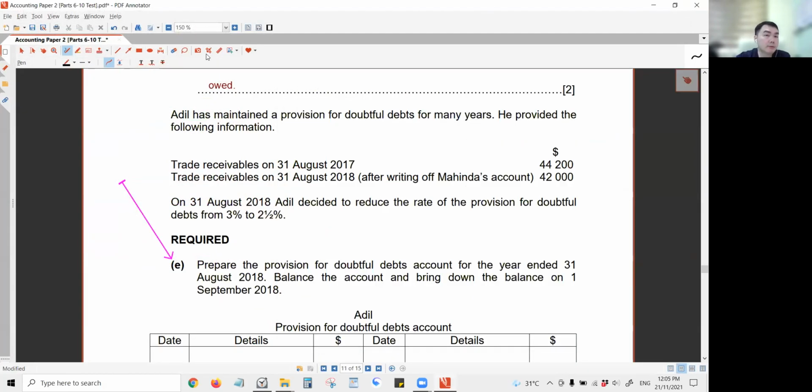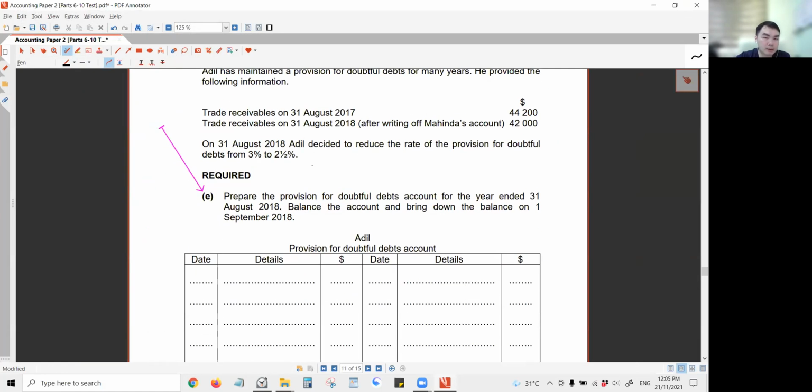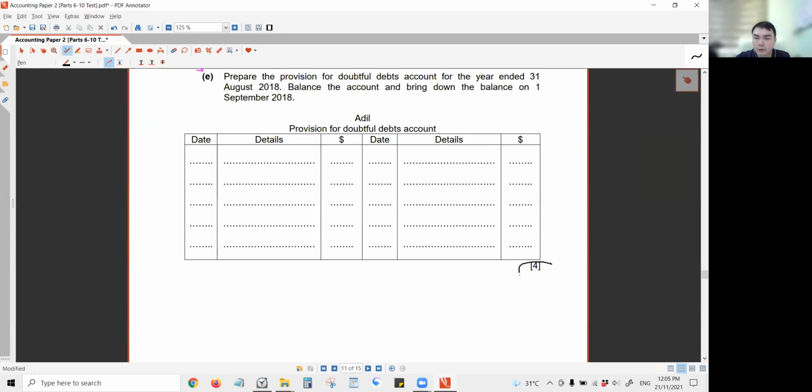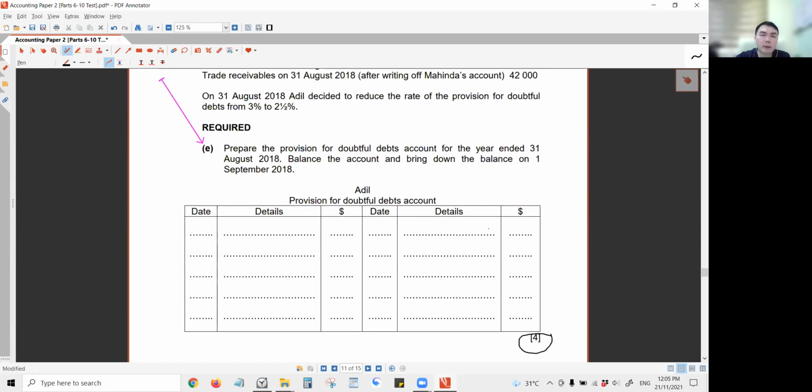Again, this question you did before with me in part 8, but let's discuss again. This is a question which will score you 4 marks. Okay, 4 marks in total. Prepare provision for doubtful debts account for the year ended 31st August 2018. Sorry, year end. This is year end.